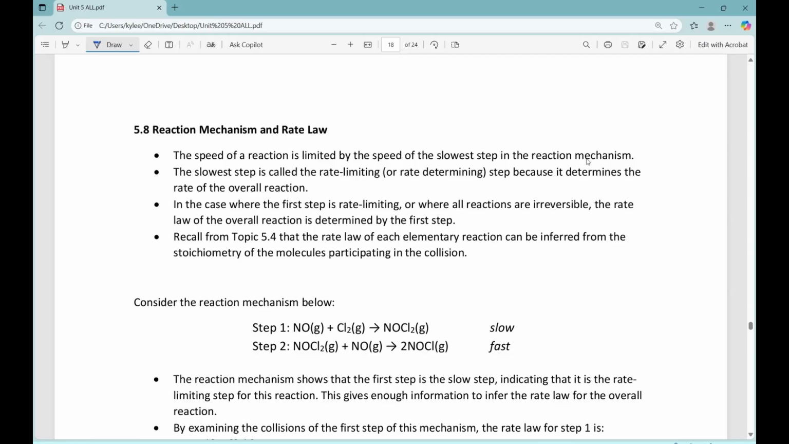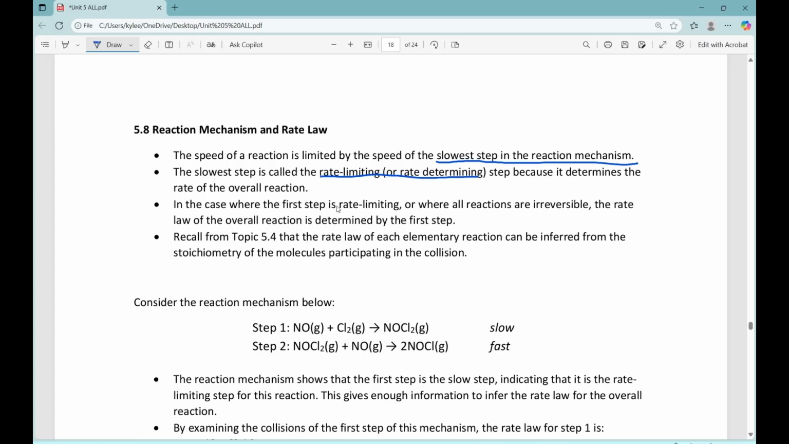So the speed of the reaction is limited by the slowest step in the mechanism. And we call this the rate limiting or rate determining step because it, being the slowest, is going to determine how fast the overall reaction goes. And I like to think of it as like a relay race. Your slowest person is going to have the biggest impact on your overall time.